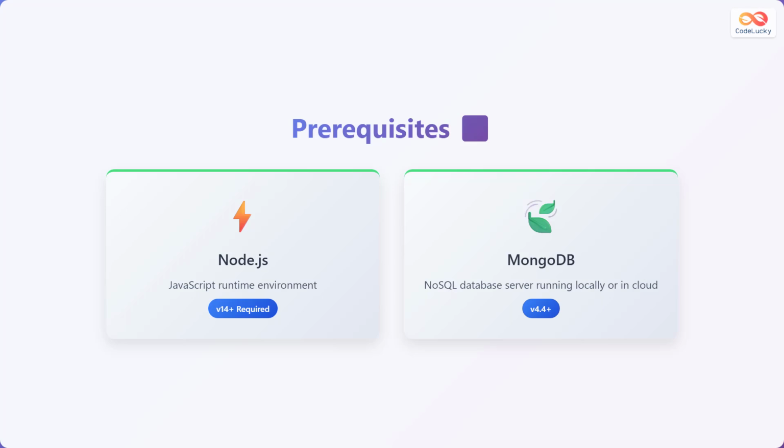Before installing Mongoose, ensure that you have the following prerequisites. First, you need Node.js, which is a JavaScript runtime environment. Version 14 or higher is required. Second, you'll need MongoDB, which is a NoSQL database server. Make sure it is running locally or in the cloud. Version 4.4 or higher is recommended.